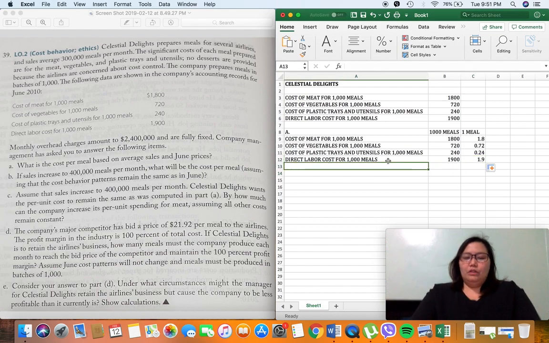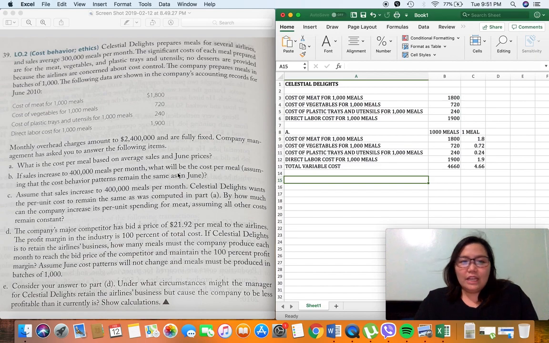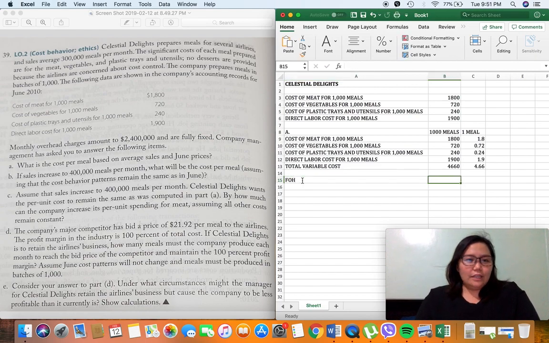'Di ba? So, we will label this as the total variable cost. Okay? So, here we have, syempre yung sum nito, we call this the total variable cost per batch. And then, the sum of this column naman is the total variable cost per meal. Okay, so we have 4.66. However, let us not forget that there is an overhead charge of 2.4 million per month, which is considered as fully fixed, no? So when it comes to the factory overhead, we have a total of 2.4 million. Okay?